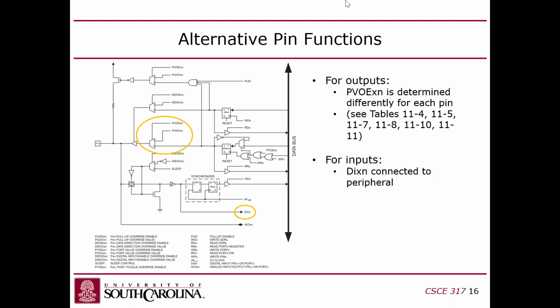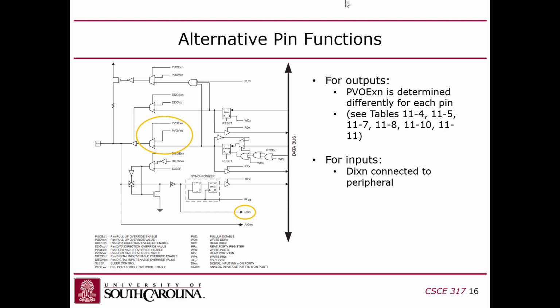Now that's for the output. Now for the input, you'll notice that there's this fan out point. This wire goes through this amplifier here, and then it gets fanned out. One part of it goes through this synchronizer, and the other part of it goes directly out to this DIXN output. The DIXN is connected to whatever the alternative purpose of the pin is, if it's used as an input. For example, the interrupt pins, there's two interrupt pins, this signal would go to the interrupt logic, and then this allows you to still read it out onto the data bus.